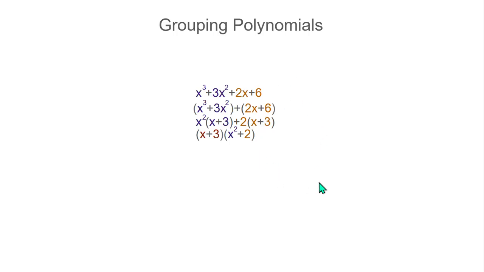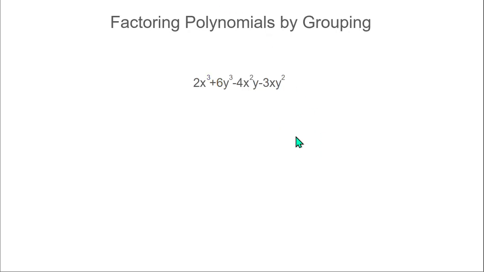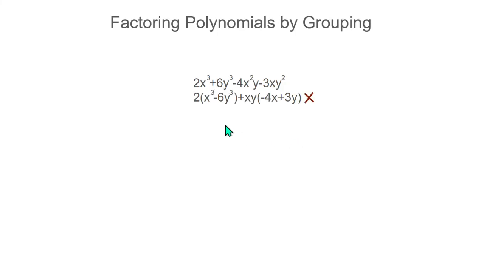Let's do one more example with two variables this time. First, we group the polynomial into two binomials and pull out the GCFs. But we will see this does not create matching binomials. This is a problem that you will sometimes encounter if the polynomial is in more than one variable. To combat this, we will have to be a bit more careful in choosing which terms to group together.